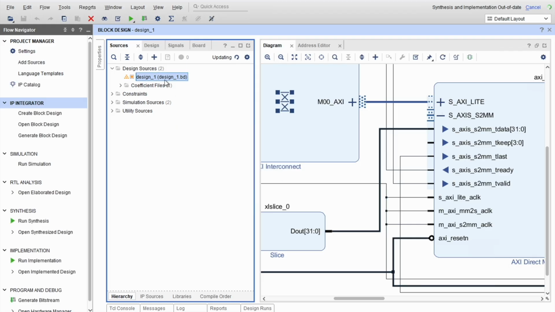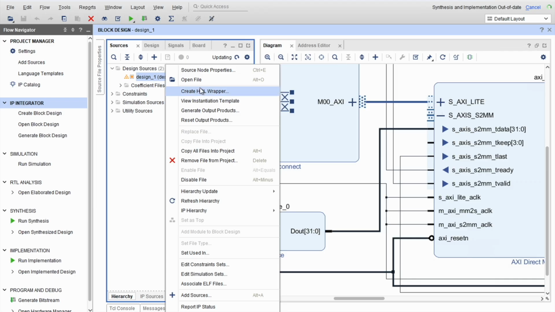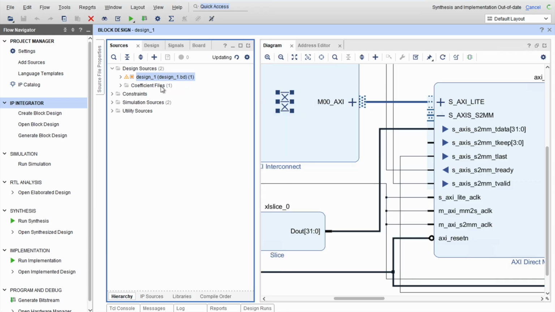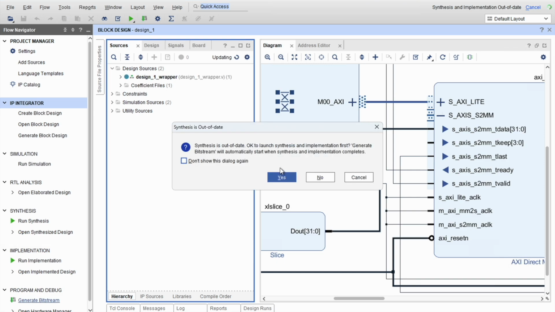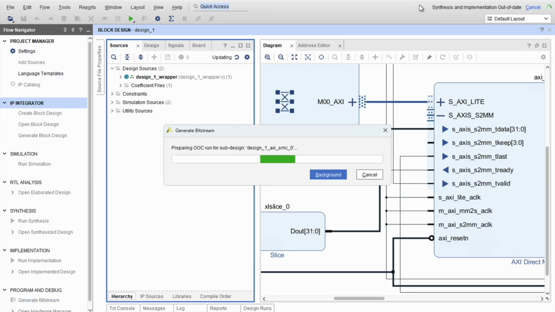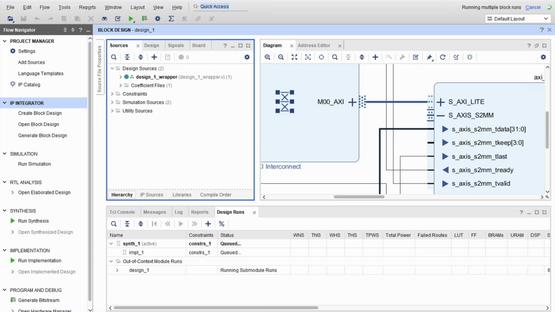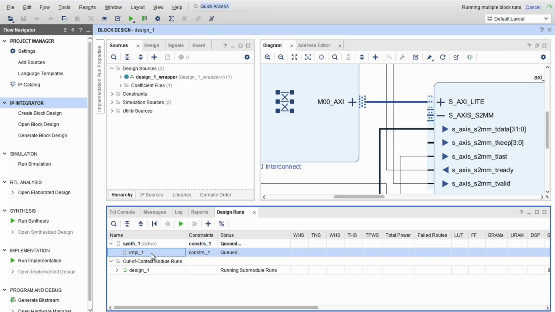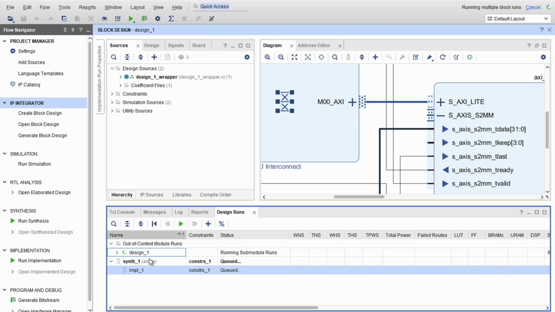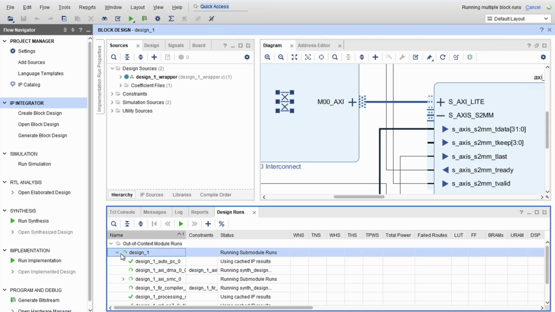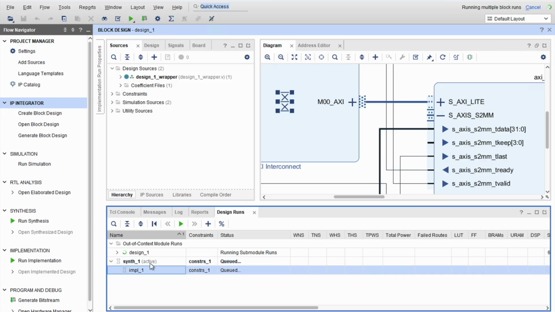After the output products have been generated, we will create an HDL wrapper. And the next step is to generate a bit stream. As you can see, the synthesis and implementation have been queued, and the generation of the bit stream will start soon after the implementation and synthesis are done.